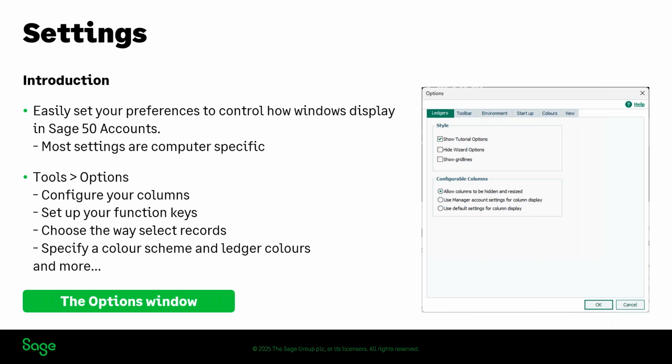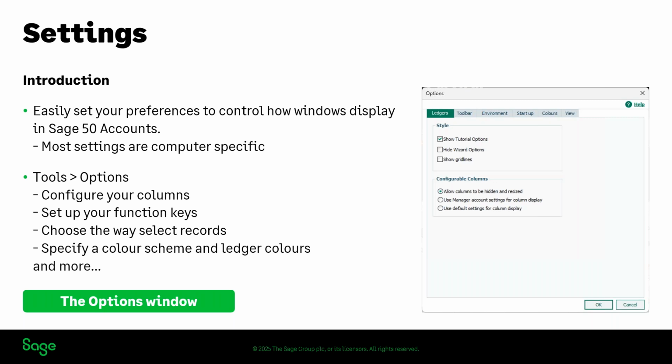So when we go to tools or options, you'll be able to configure things like your columns, set up your function keys. Some of you may have been on the tax code session yesterday where we looked at configuring your function keys. You can choose the way that you select records within the software. Choose a color scheme. You can actually set ledger colors, something that's been around for probably as long as I can remember. I think that actually goes all the way back to when we were in single digit version numbers. So it's been around for a long time. We're up to version 32 at the moment, but there's lots of other options in there as well. But we're going to run through them, explain what they mean.